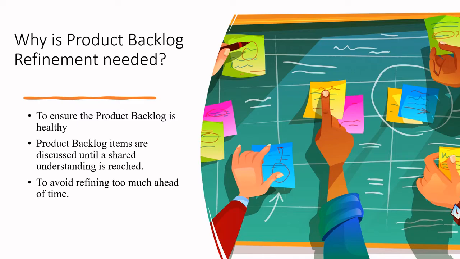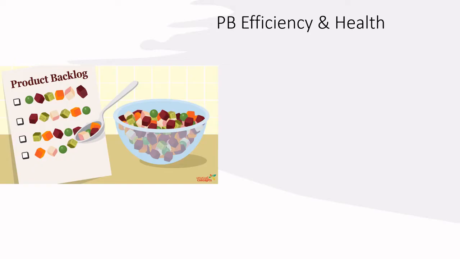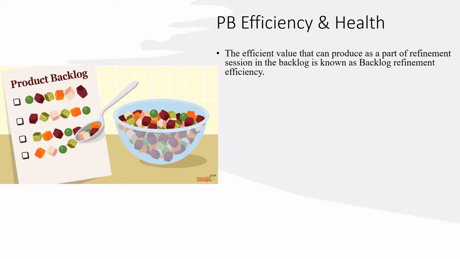Okay, moving to the next slide: product backlog efficiency and health. The efficient value that can be produced as part of a refinement session in the backlog is known as backlog refinement efficiency. At the end of the refinement session, the main efficient value we get out of this session is known as backlog refinement efficiency. I will explain this clearly in the next slide with some good examples.